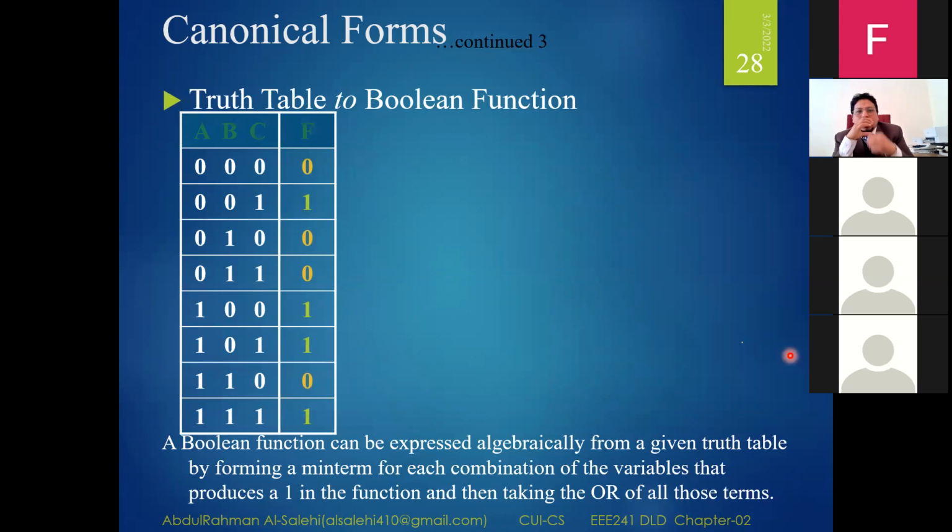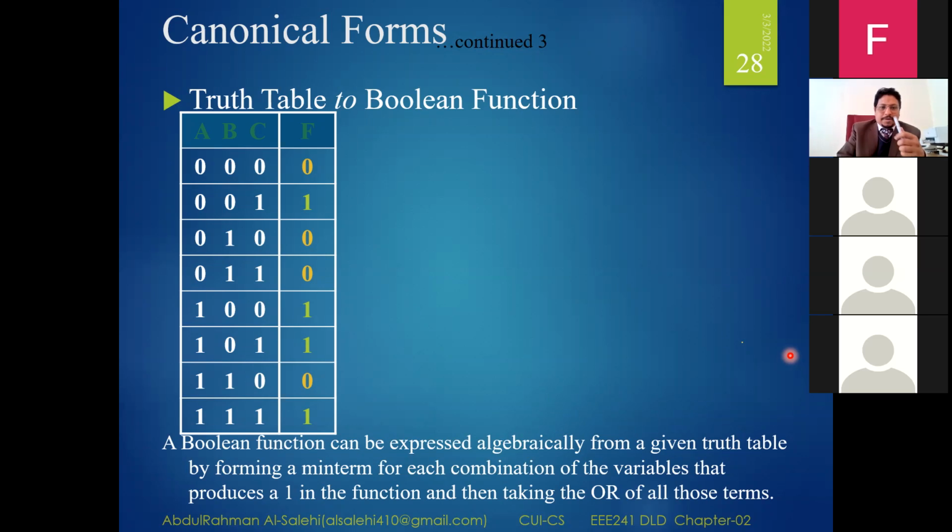Now the truth table. From the truth table, when I want to build my Boolean function, just give me 3-4 minutes, I mean, to go through all this and finish it. Then if you have any questions, we will explain it again in more detail.